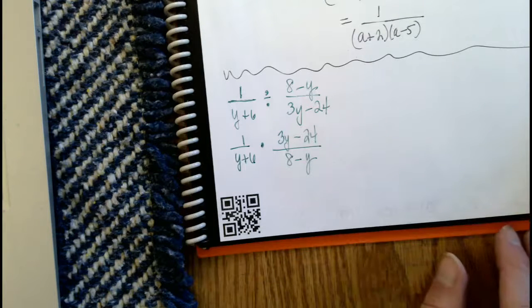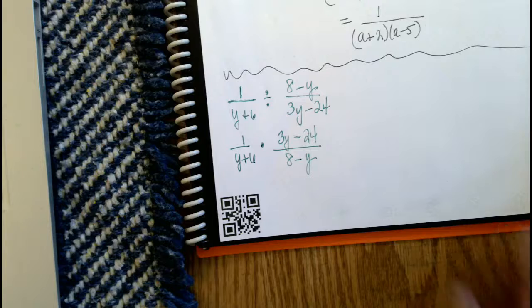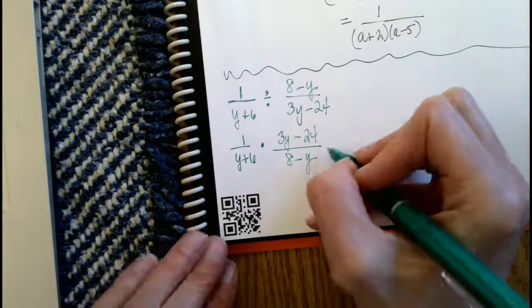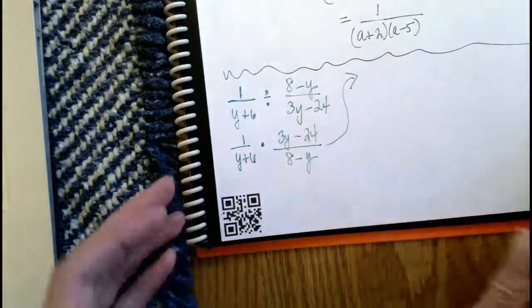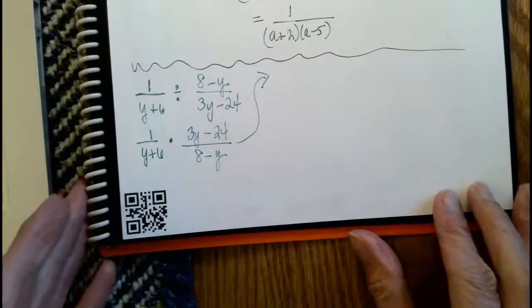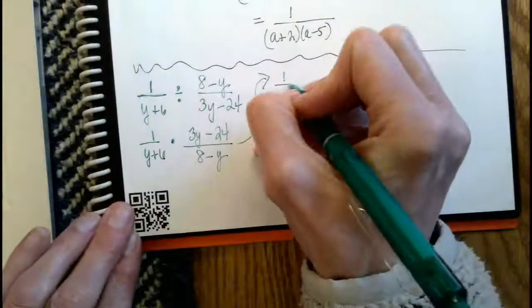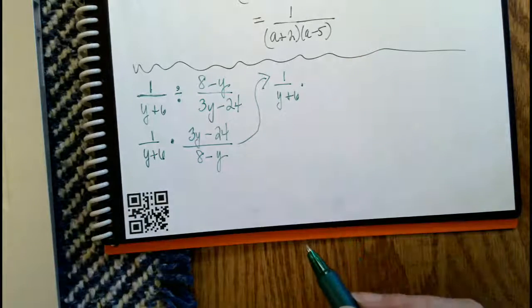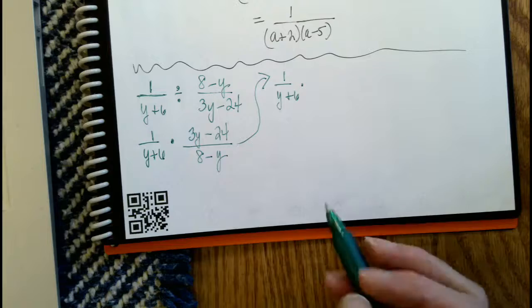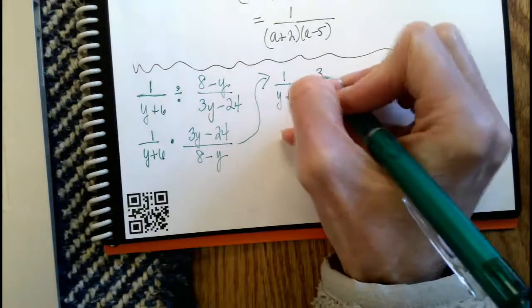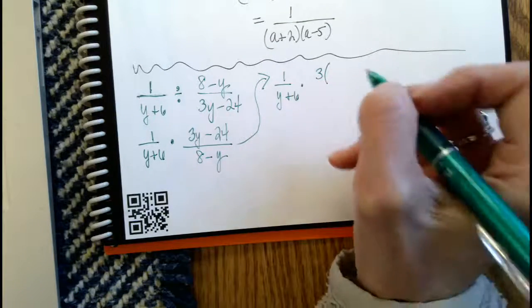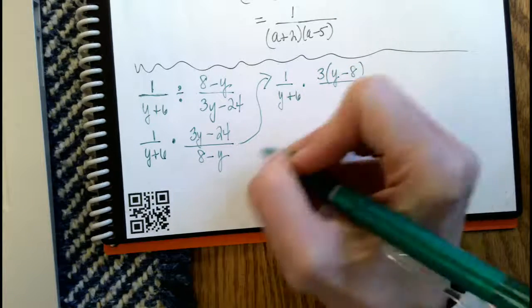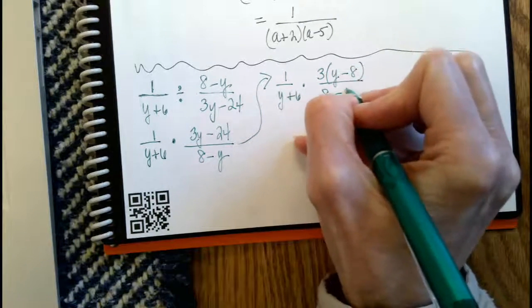Well, the only thing that I see that can be factored is this 3y minus 24. So I'm going to write up here. I hope I left myself enough space. So we have 1 over y plus 6 times, well, what we're doing with this particular factoring is we're factoring the greatest common factor of 3. And when we factor out 3, we're left with y minus 8. And down here, this is 8 minus y.